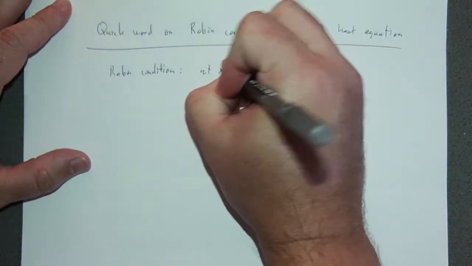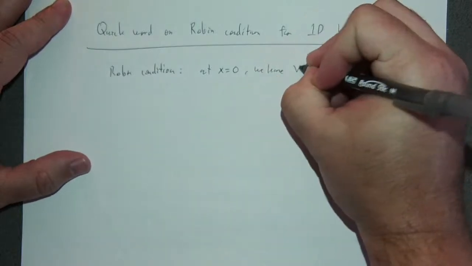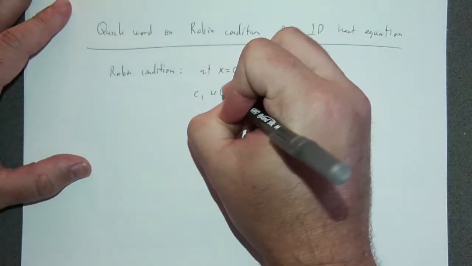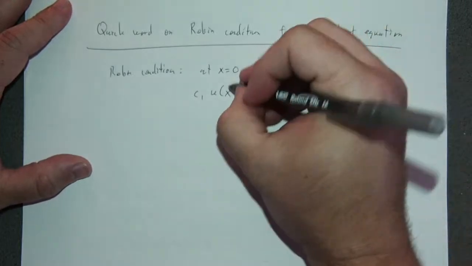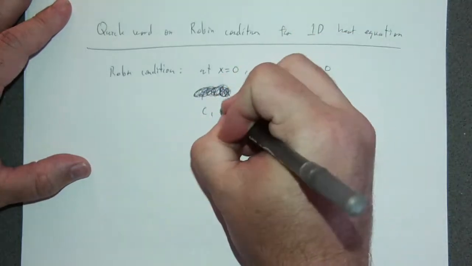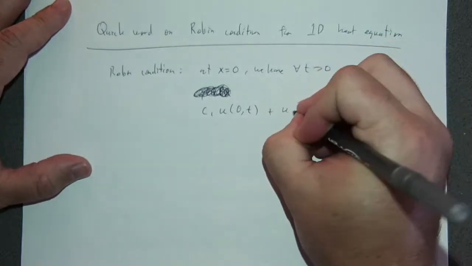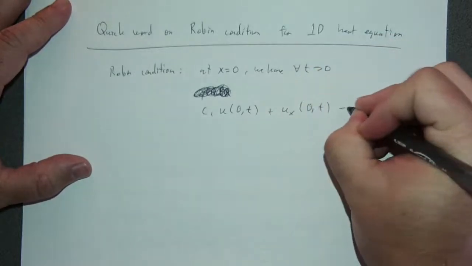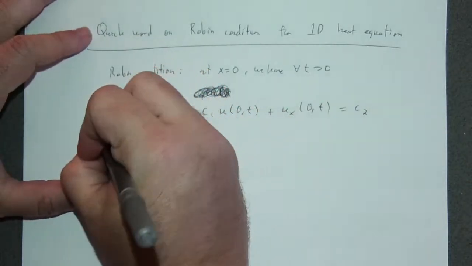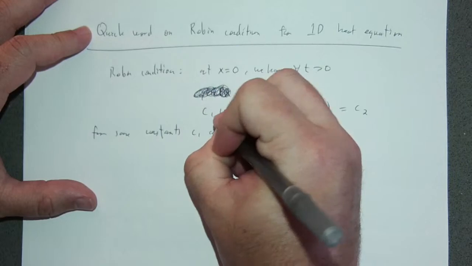So we'll say at x equals 0, at the left end, we have for all positive t, C1 u(0,t) plus u sub x(0,t) is equal to C2, where C1 and C2 are some constants.